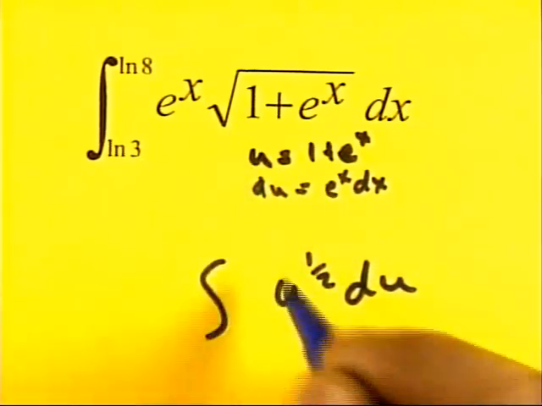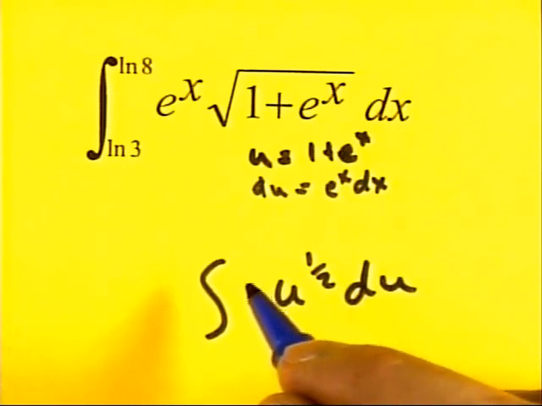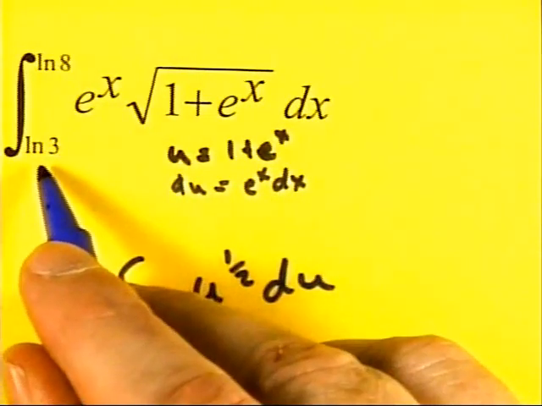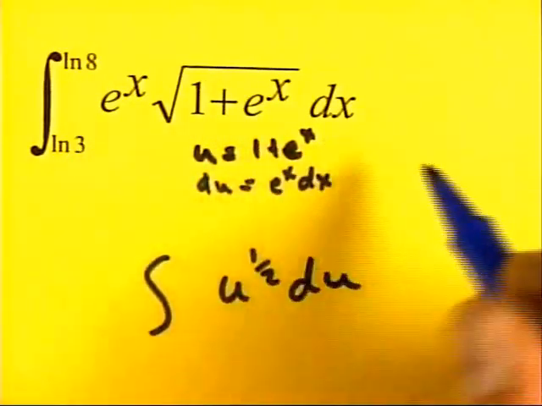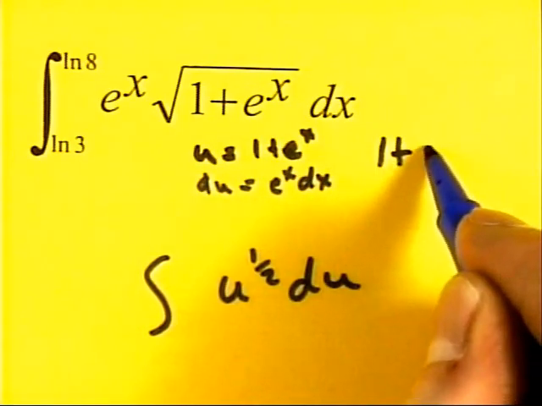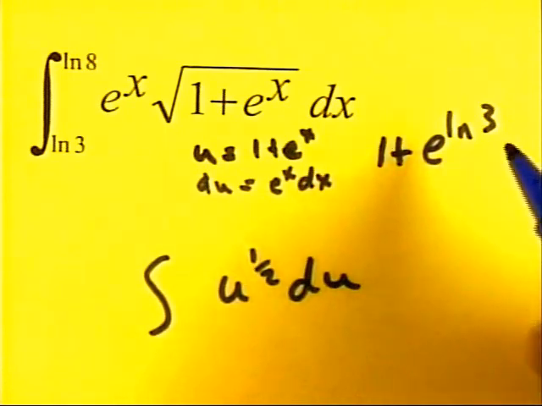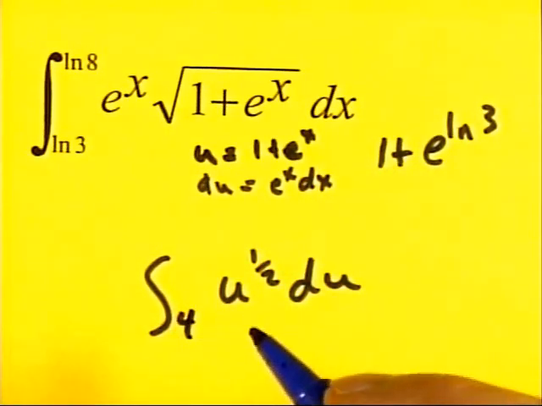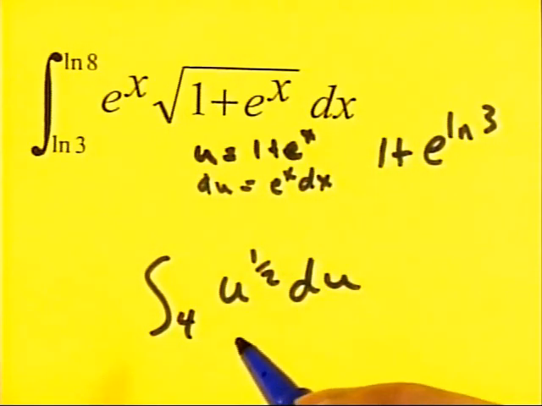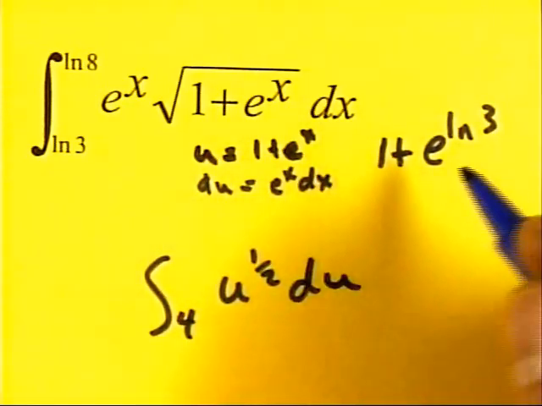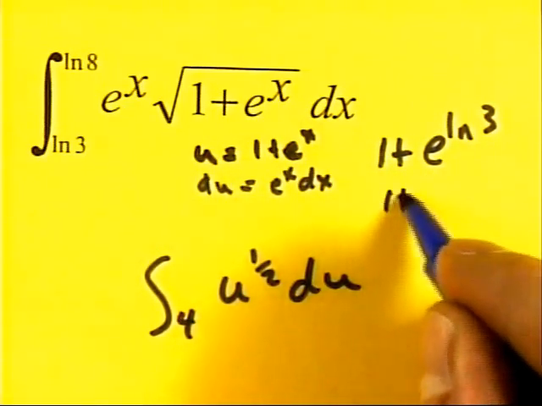Okay, so you want to change your limits. Yes. So in terms of u, plug it in: it would be 1 plus e to the natural log of 3, which is 3, so 1 plus 3, which is 4. Butters, this is impressive. Okay, plug in the other one. All right. So 1 plus 8 is 9.